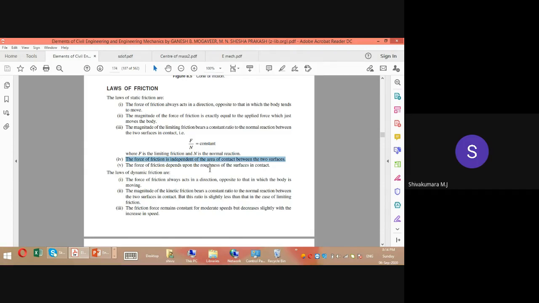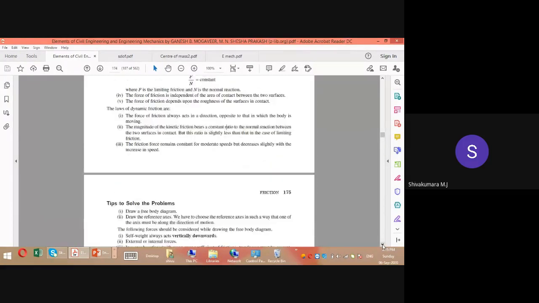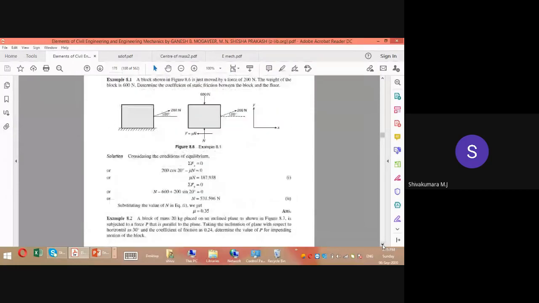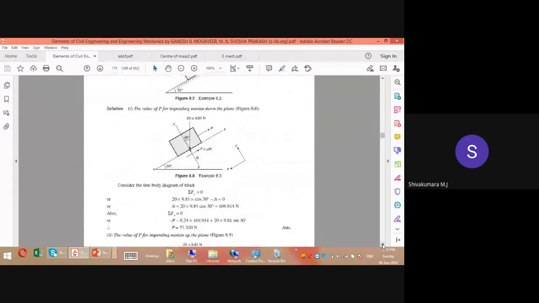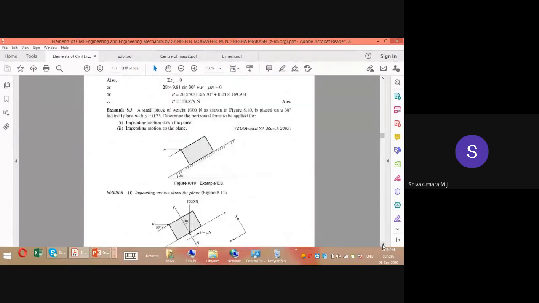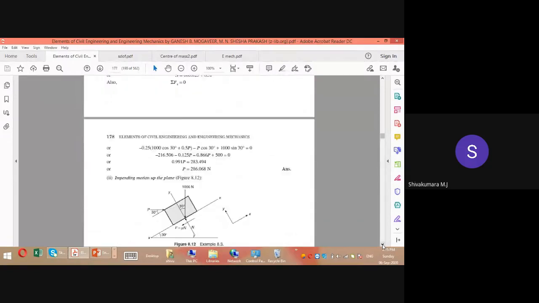The force of friction depends on the roughness of the surface also. Okay, these are all the laws of static friction. In the same manner, the same laws apply where the body is in a moving condition. So let us try to solve one simple problem, whether the block will move or not.